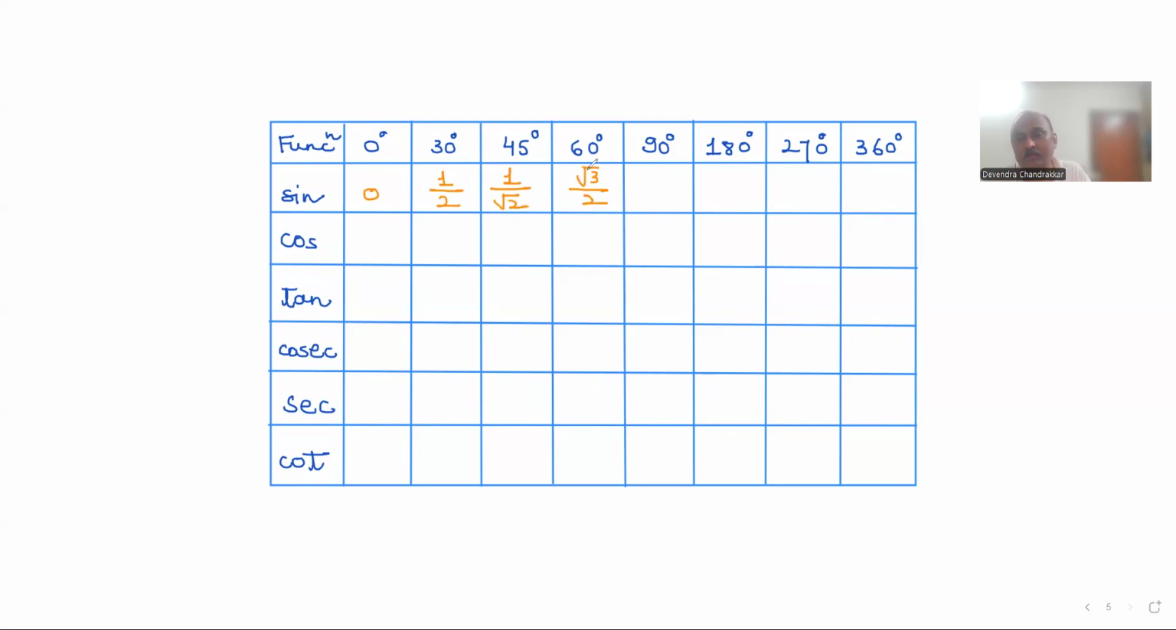These are the standard values. I'll tell you a trick also how to remember this, but for now draw the table. Sine 180 is 0. Sine 270 is -1. Sine 360 is 0. Then comes the next part.